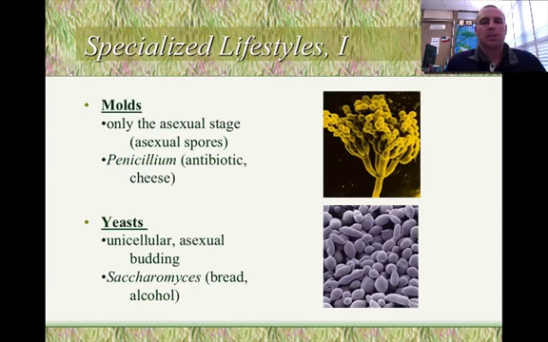Now, if we talk about specialized lifestyles within fungi, you have the molds. Penicillin is the most famous, I guess, but you might find molds on cheese or used to make antibiotics. Now, the molds are only seen in their asexual stage, and they have asexual spores, so that's important. It looks like this green up here at the top, to the right. And yeast are unicellular and asexual, and budding is how they reproduce, like you find on bread molds.